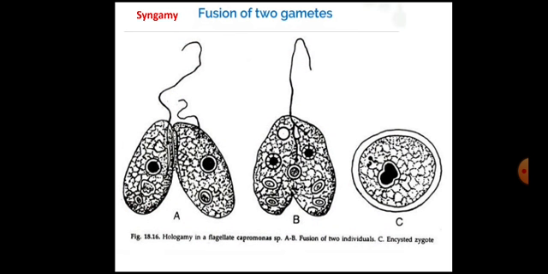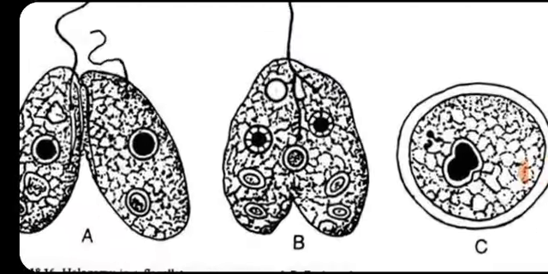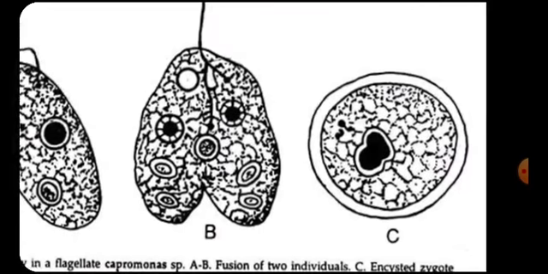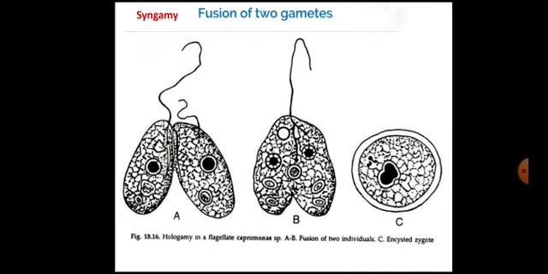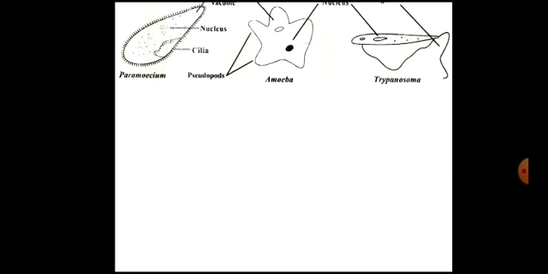This is an example of hologamy. You can see the protozoan which has two separate cells, then in step B they are getting combined, and in step C there is formation of this zygote. Then the zygote may further develop into an individual protozoan. These are a few examples: paramecium, amoeba, trypanosoma.